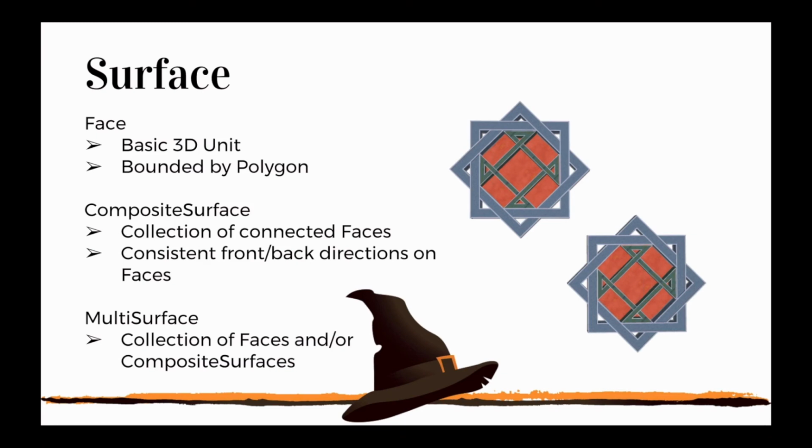The difference between the two is that in a composite surface the faces have to be connected to each other, and they also have to have a consistent front and back direction on the faces. That's going to come into a little bit more importance when we deal with solids. Multi-surfaces are a little bit more loosey-goosey. They don't care. The faces can point one way or the other. It's pretty much just an aggregate of a bunch of faces.